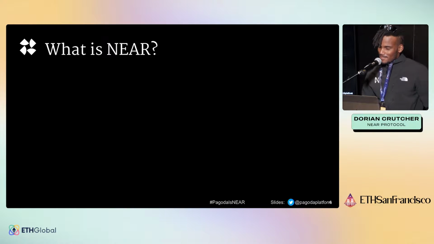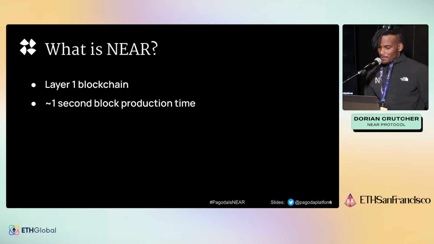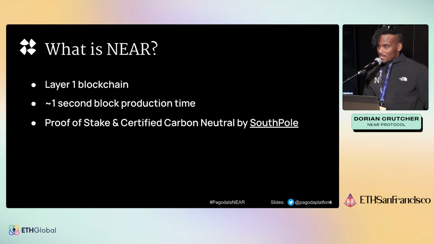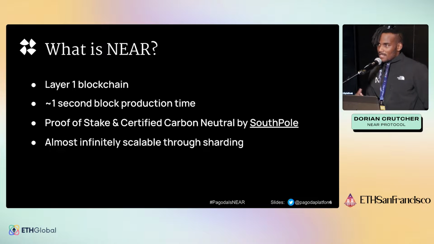So what is NEAR? If you guys are not familiar with it, NEAR is a layer 1 blockchain with a block production time of 1 second. It's also a proof of stake blockchain certified carbon neutral by South Pole, so we're an environmentally friendly blockchain. We're very proud of that. And also we are almost infinitely scalable through our sharding mechanism called Nightshade. I'm going to talk more about that in a little bit.